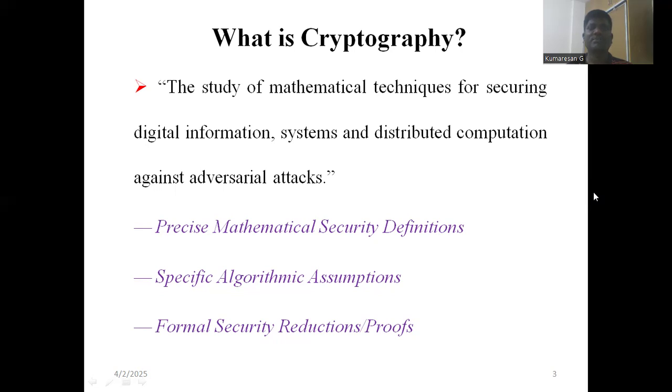So what matters are associated with cryptography? The first one is precise mathematical security definitions. Suppose we want to protect something, so we describe all those things in a mathematical way in cryptography. That is why the mathematical symbols are precise, in the form of algorithms or sequences of steps. This is the first piece of information required for cryptography.